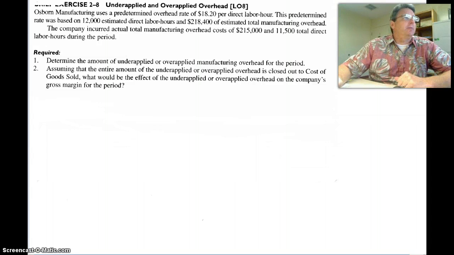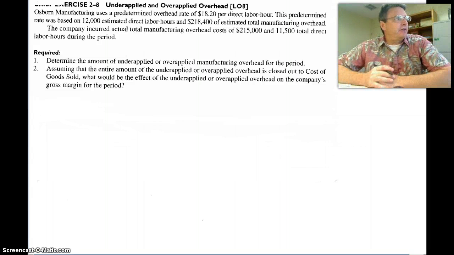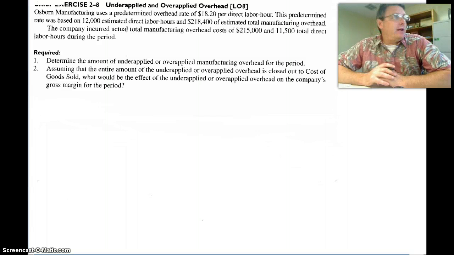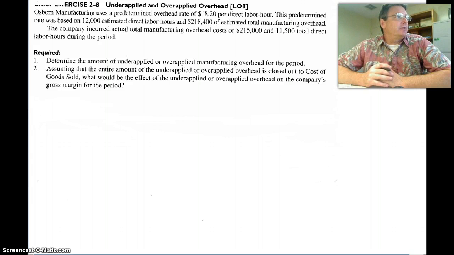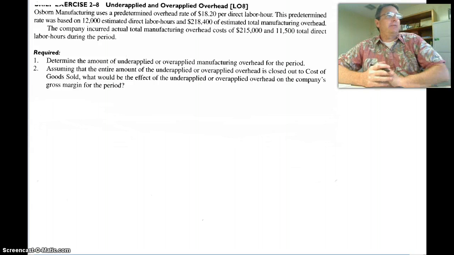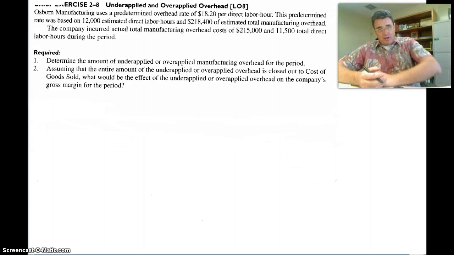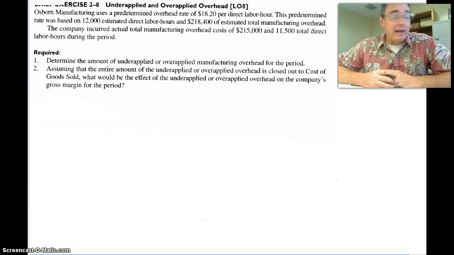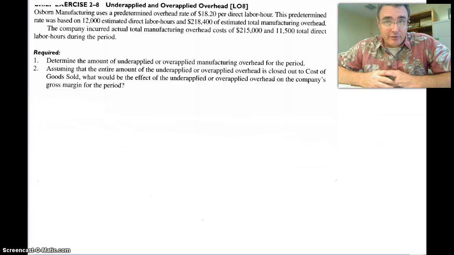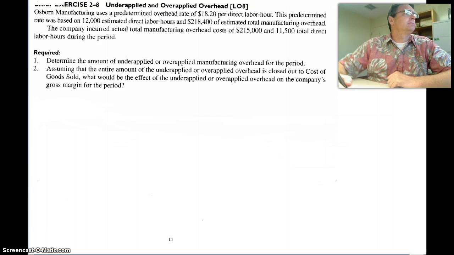Let's go ahead and read the problem. Osborne Manufacturing uses a predetermined overhead rate of $18.20 per direct labor hour. This predetermined rate was based on 12,000 estimated direct labor hours and $218,400 of estimated total manufacturing overhead. Now, wasn't it nice that they already calculated the predetermined overhead rate for you? I probably won't be that generous on the exam. So let's just make sure that we understand how to do it.